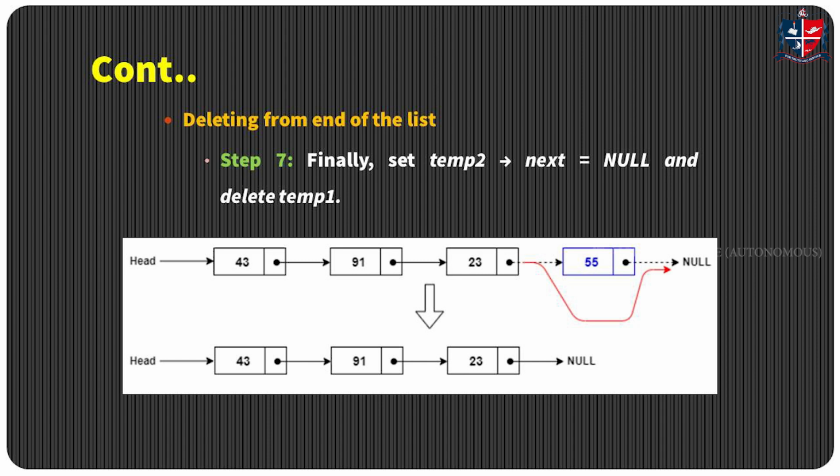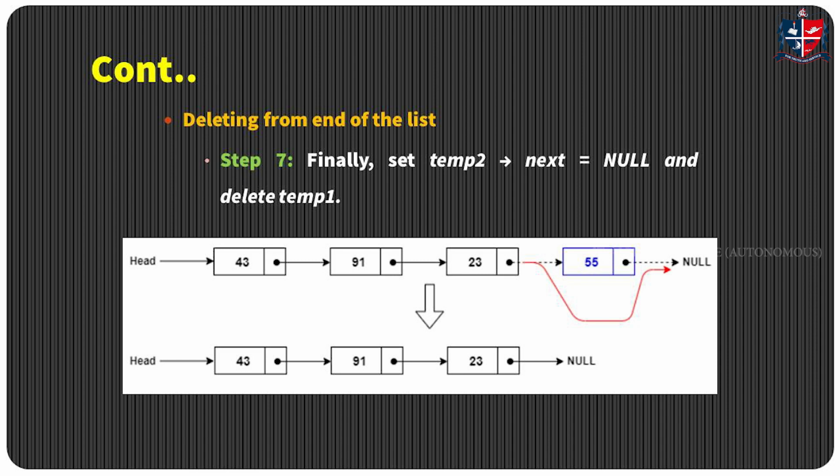In this case, I want to define two node pointers, temp1 and temp2, and initialize them to head, and just traverse temp1 until the last node, that is, temp1's next is equal to null. So now temp1 is at 55.